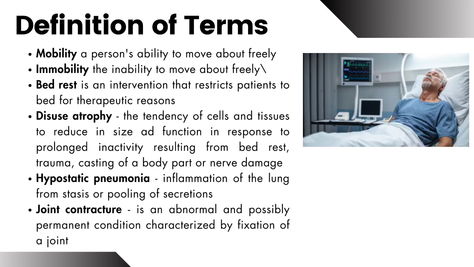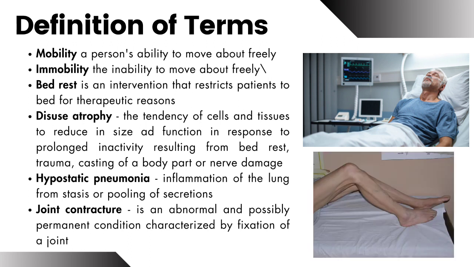Number 3 is bed rest. This is when a person is told to stay in bed and not move around much. It's often used as a treatment for certain medical conditions. Number 4 is disuse atrophy. This happens when your muscles shrink or weaken because you're not using them enough.